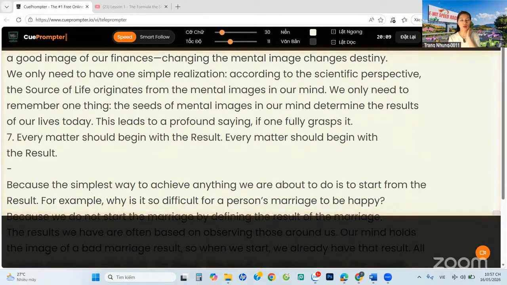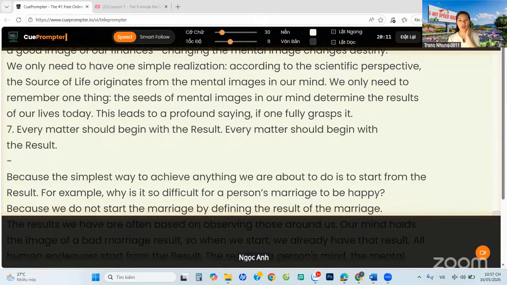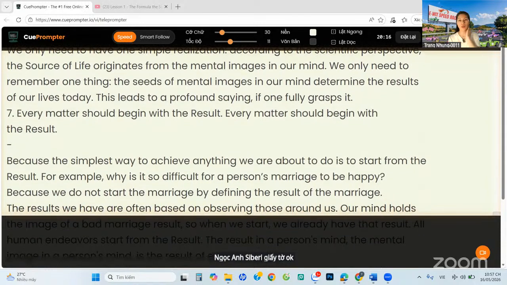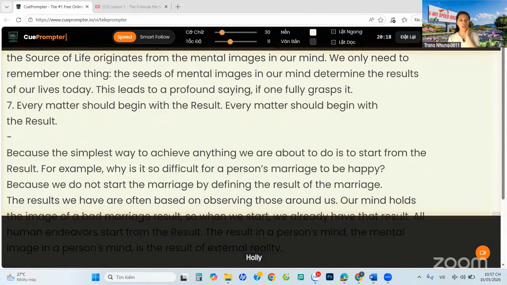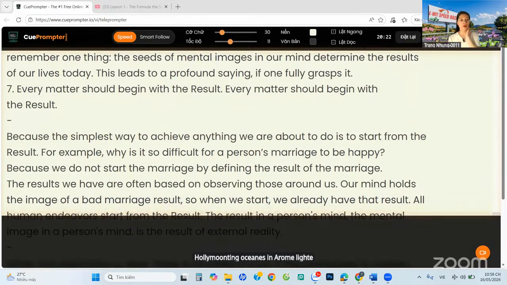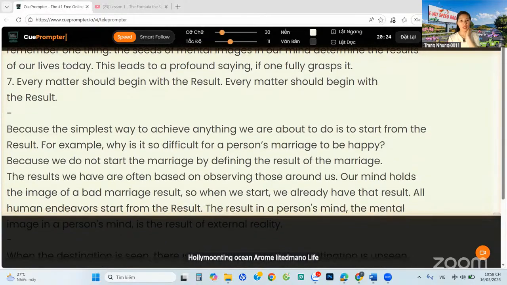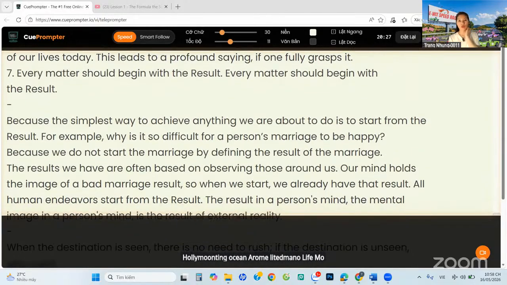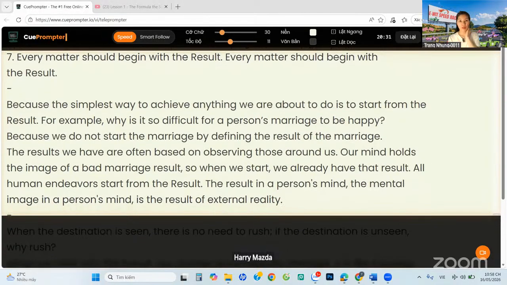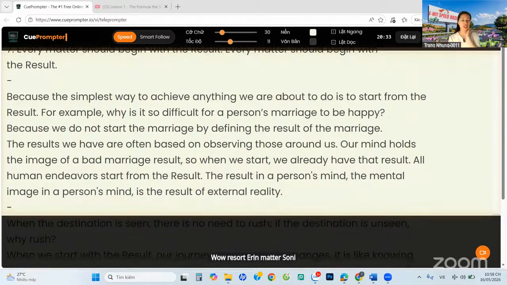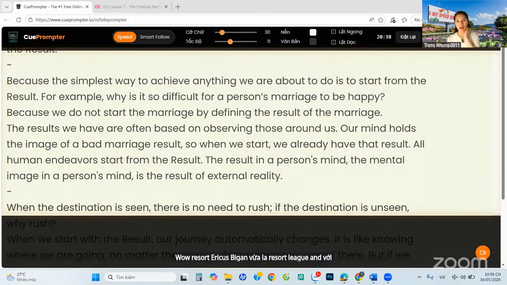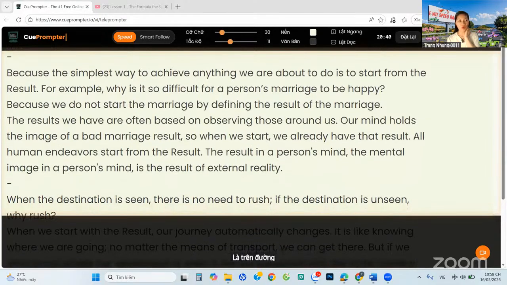We only need one simple realization according to the scientific perspective. The source of our lives originates from the mental images in our mind. We only need to remember one thing: the system of mental images in our mind determines the results of our life today. Every matter should begin with the result. Because the simplest way to achieve anything we are about to do is to start from the results.